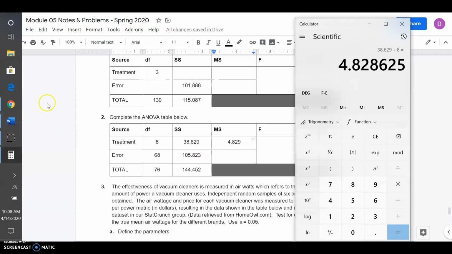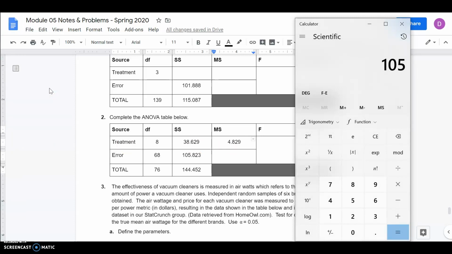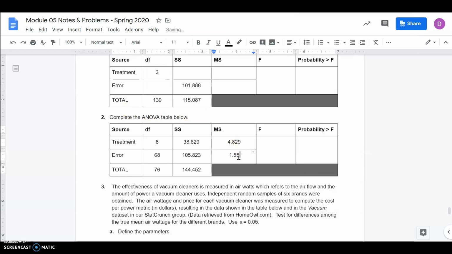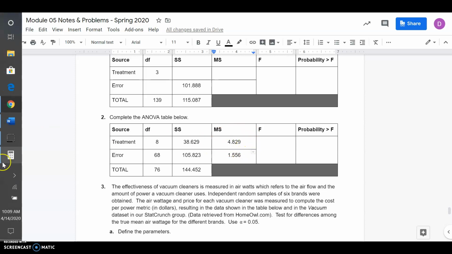Same thing with the error row. Take the sums of squares associated with the error and divide by its degrees of freedom, which gives us 1.556. So degrees of freedom and sums of squares you work in your columns, and then mean squares are calculated using the whole row. Your F test statistic here is just going to be the ratio of the mean square treatment divided by the mean square error.